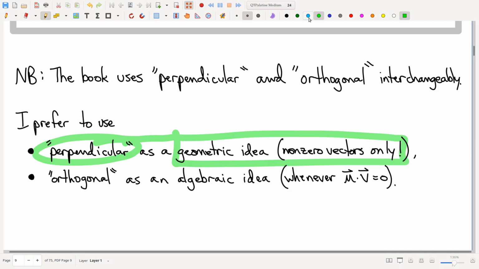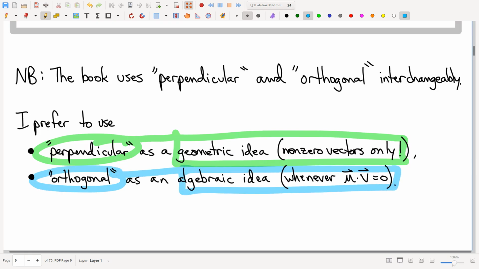And then we're going to use the word orthogonal to talk about this algebraic idea of the dot product being 0. So two different words, two different definitions. Let's not be sloppy and conflate them. Does that make sense to everybody?